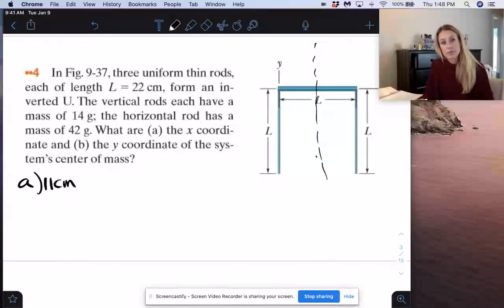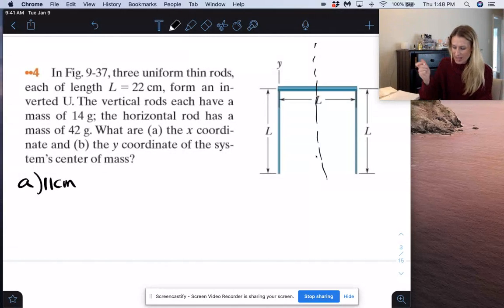Now for letter B, we have to find the y coordinate. We actually do have to do some math. So this brings me to our second point, which is when we have uniform rods, something like this, or a uniform plate, or a uniform sphere, or something like that, we can say that all of the mass of that object is concentrated at the center of that object.